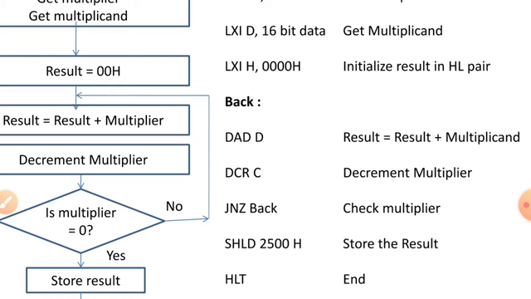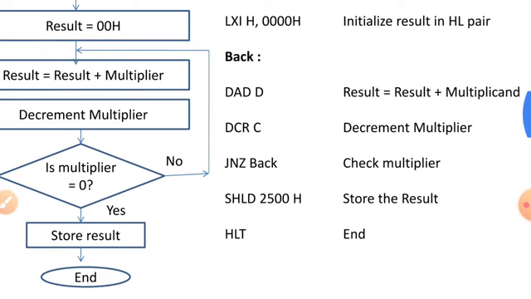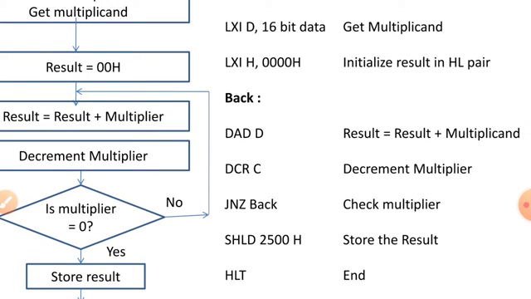So now what we are going to do, we are going to decrement the value of C. Since the multiplier value is 2, when we decrement it by 1, it will become 1. So C will become 1. Jump on no 0 back. Since the value of C register has not become 0, it will come back.